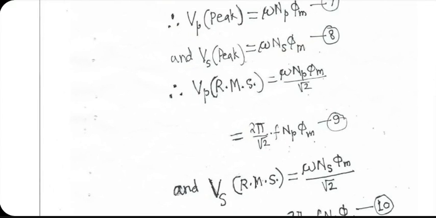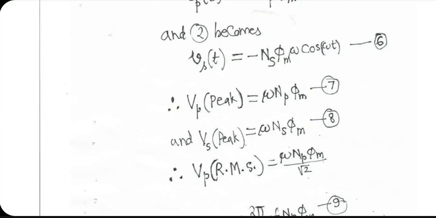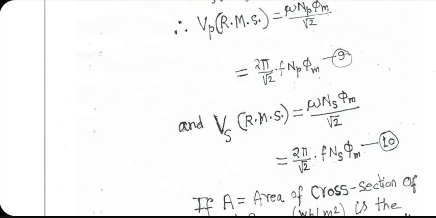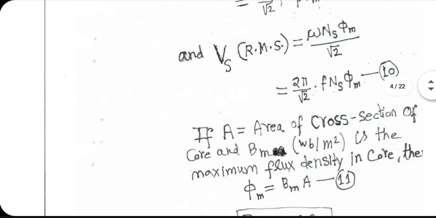And omega is 2 pi f. So I get 2 pi divided by square root of 2 multiplied by f Np phi m. And similarly for Vs, RMS value, I get this formula. Equations 9 and 10 are known as EMF equations. In fact, 2 pi divided by square root of 2 is approximately, I think, 4 point something. We will come to that in a minute. So some books write that rather than writing 2 pi divided by square root of 2.